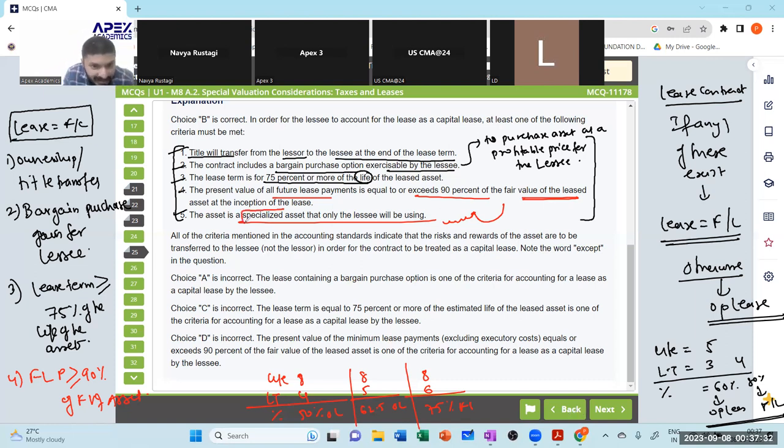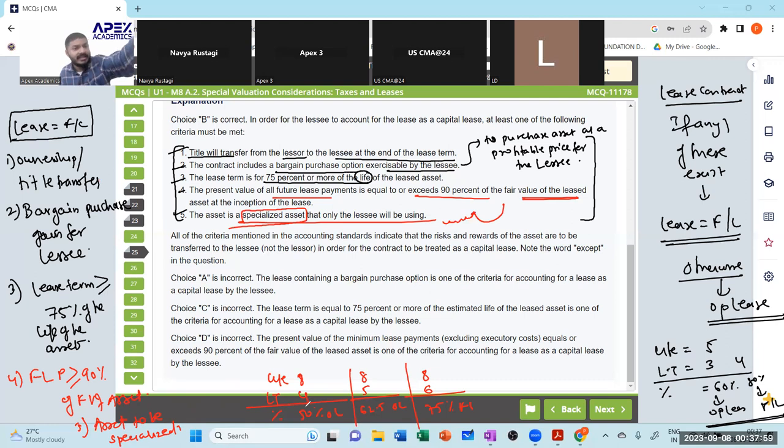Specialized asset. Do you understand the meaning of the term specialized asset over here? Yes or no? Yes, sir. The fifth item is that the asset should be specialized. Are you with me on that? There are 5 categories here. If any one of them is satisfied, even if you don't satisfy this, you don't satisfy this, you don't satisfy this, but you satisfy this, it will still be a finance lease.